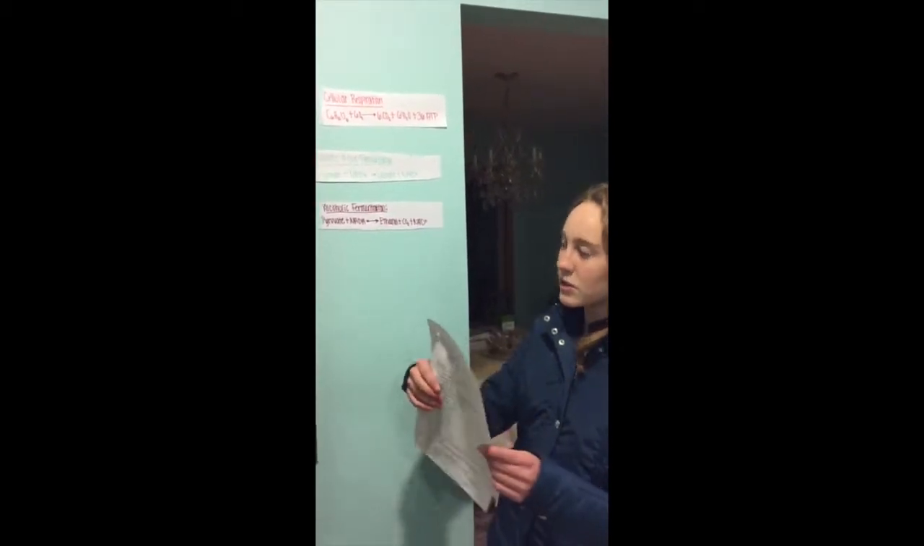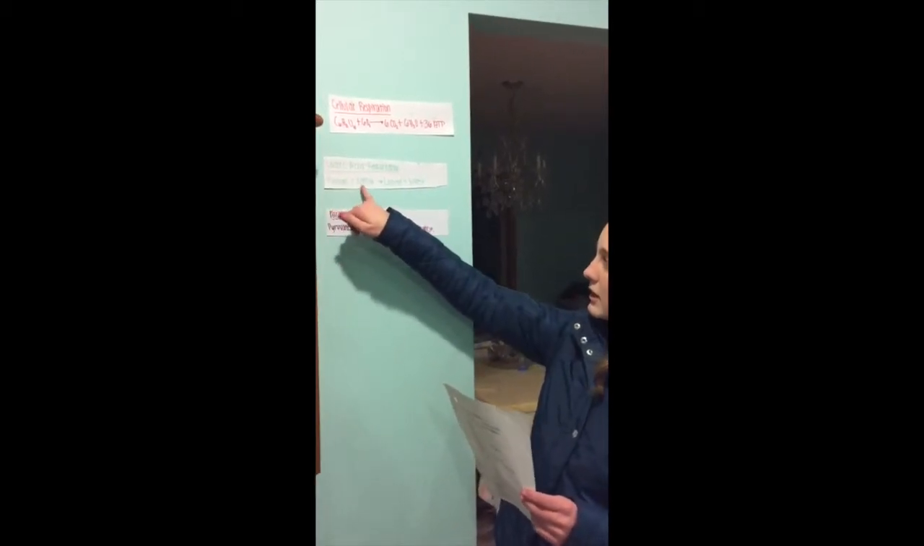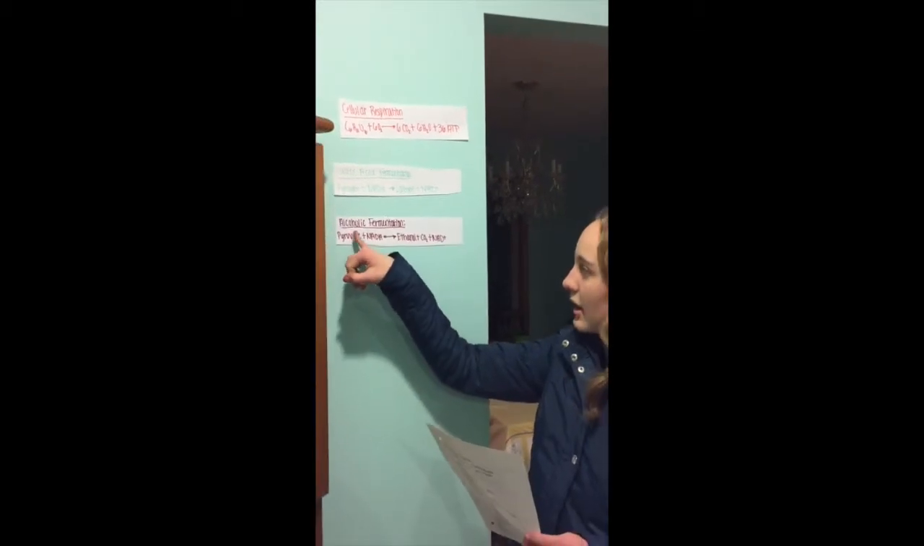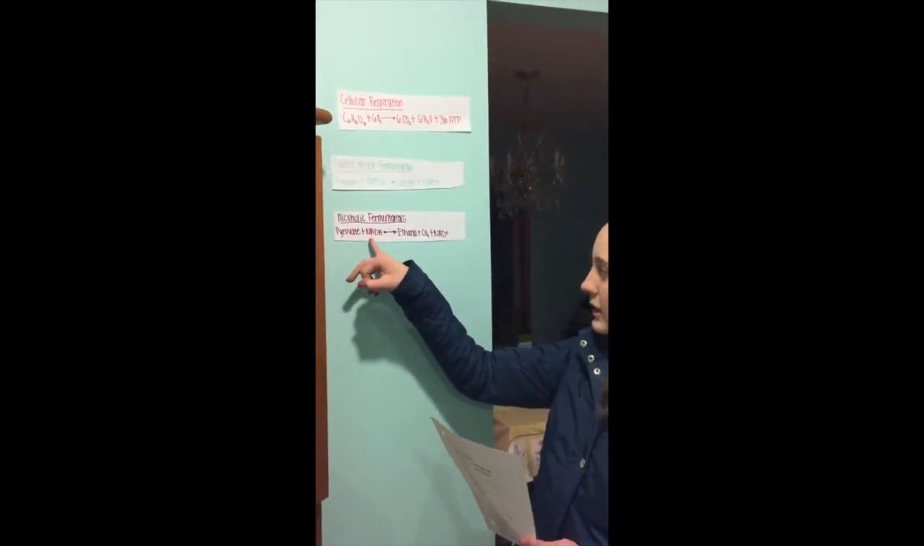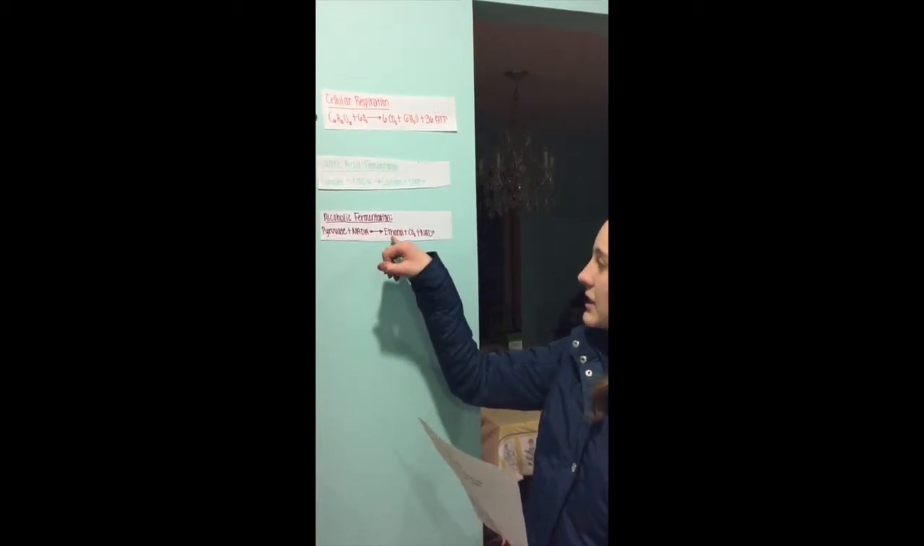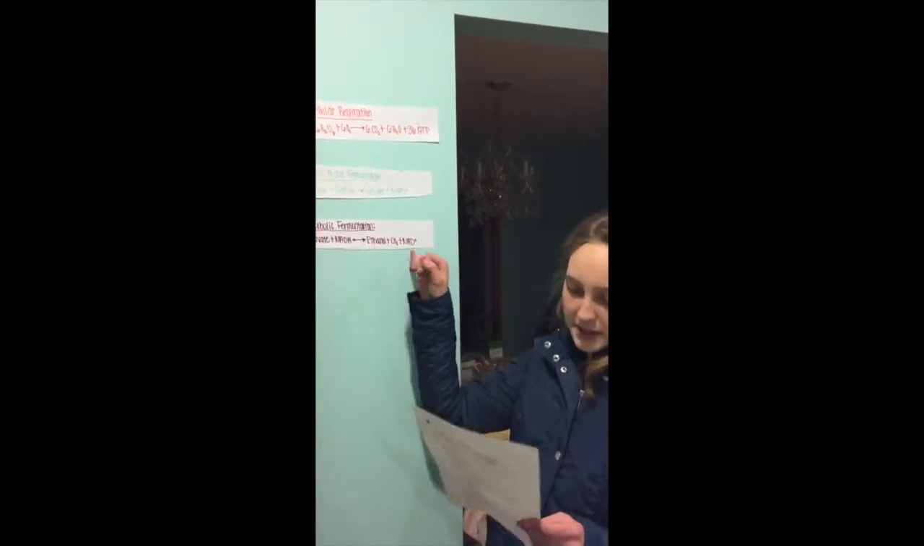Lactic acid fermentation starts with a pyruvate and an NADH, and it makes lactate and NAD+. And alcoholic fermentation starts with pyruvate and NADH, and it makes ethanol, CO2, and NAD+.